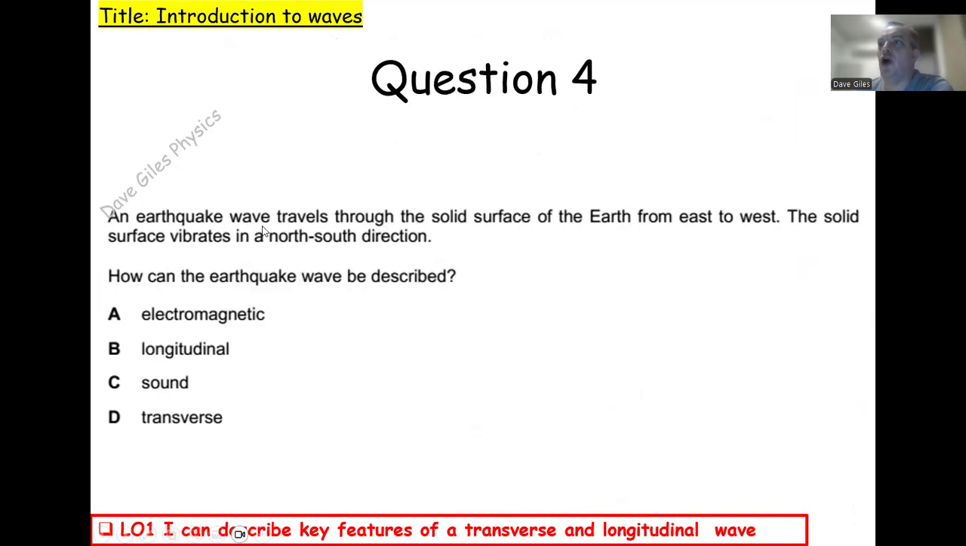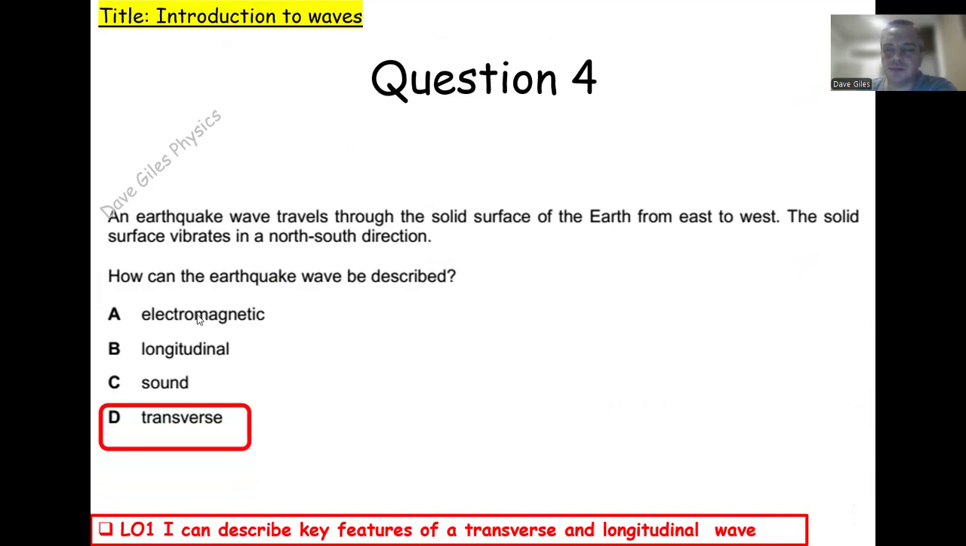Question 4. An earthquake wave travels through the solid surface of the Earth from east to west. The solid surface vibrates in a north-south direction. How can the earthquake's wave be described? So you can see here the wave is traveling east to west, and the vibration is north to south. So they're at 90 degrees to each other, or perpendicular. So therefore, it will be transverse.